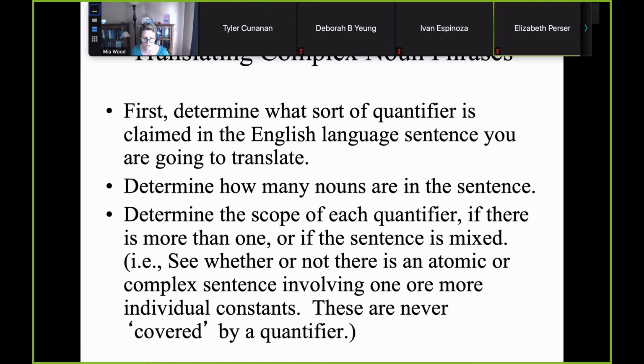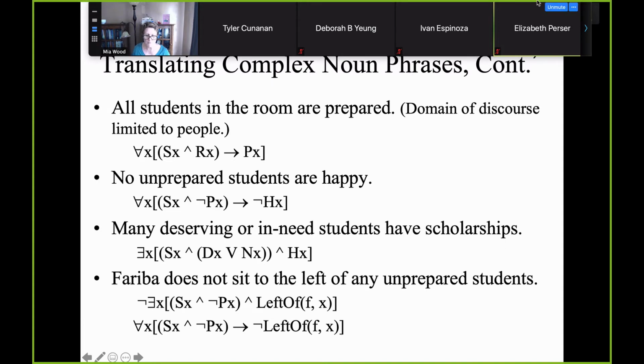Okay, so let's take a look at some more examples, and you'll notice these are a little bit more complicated than what we saw on Tuesday, but I hope that using the standard translations that we saw under the 4 Aristotelian forms, you will use those as templates, right? So let's take the first example first, and then I want to say a little bit about domains of discourse.